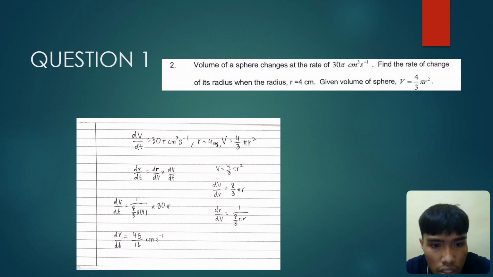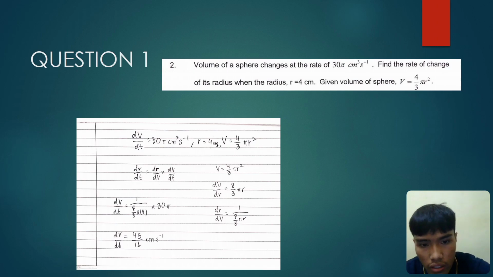So firstly, we have dV/dt, that's 30π. And then what we want is dr/dV. Okay, we have V, so we differentiate V and we get dV/dr, that is 4πr². But the question wants dr/dV, so we convert it: dr/dV equals 1 over 4πr².